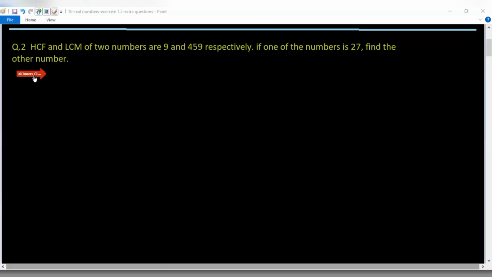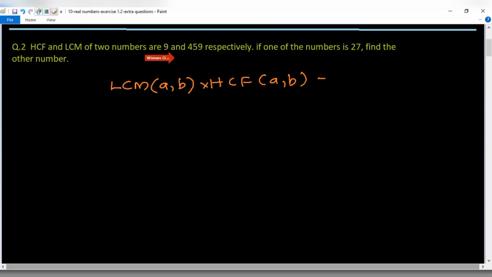This is our second question. HCF and LCM of two numbers are 9 and 459 respectively. If one of the numbers is 27, find the other number. Okay, so we know the LCM and HCF of two numbers. When we multiply them, we should get the product of the numbers. This is the theory over here. And LCM, HCF are given, right? So 9 into 459 is the same as the product of those numbers.